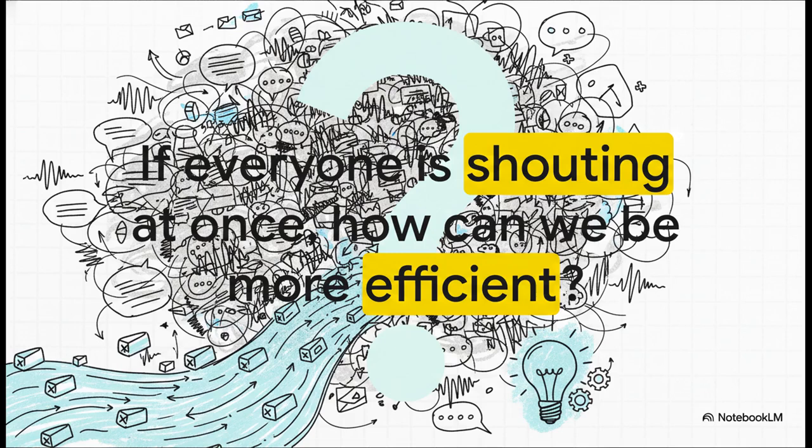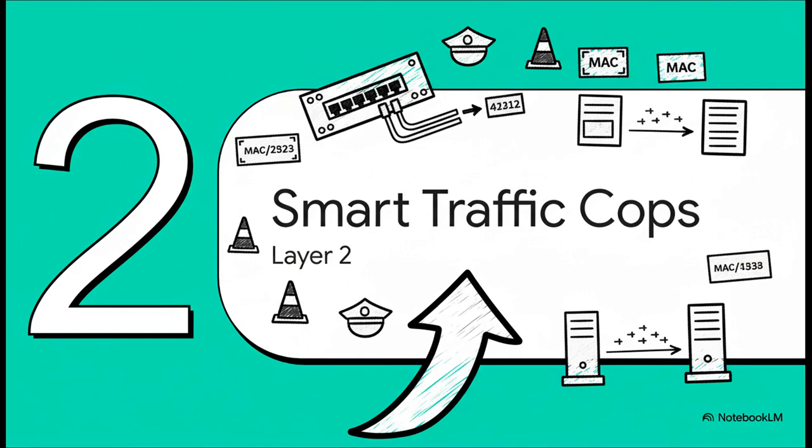Yeah, all that shouting just creates a ton of unnecessary network traffic, and it slows everything way, way down. This flooding of data just doesn't work once you have more than a couple of computers. So the big question is, how can we be more efficient? How do we add some brains to this operation? To solve that exact problem, we've got to move up the ladder to layer 2, the data link layer.